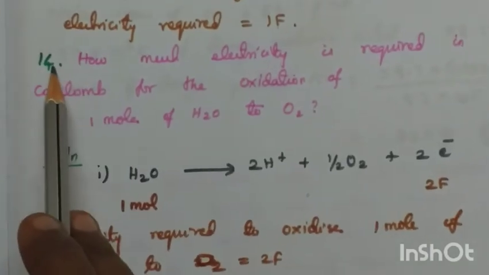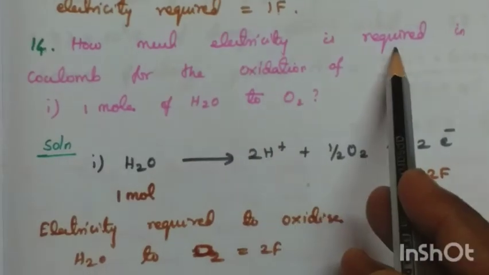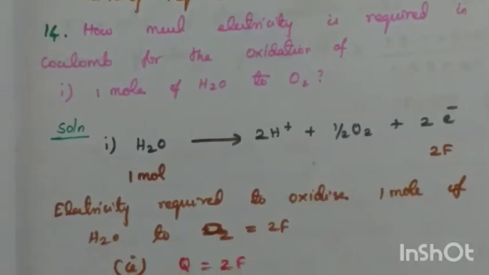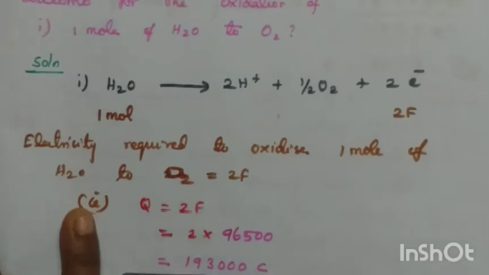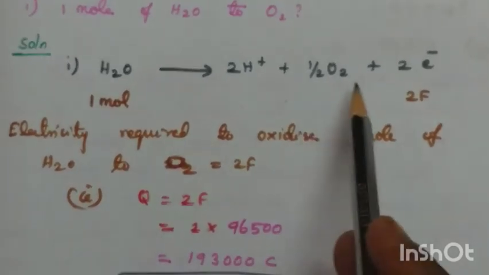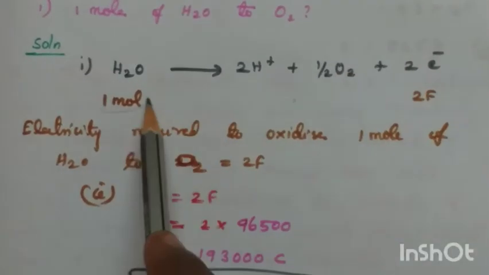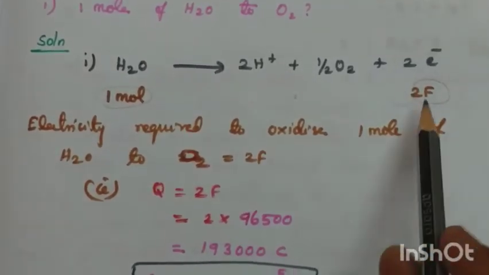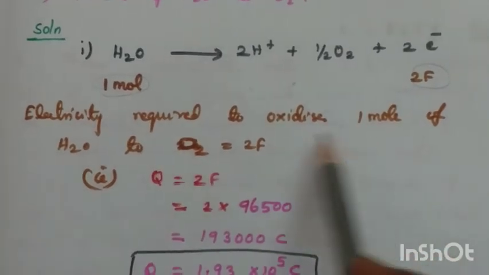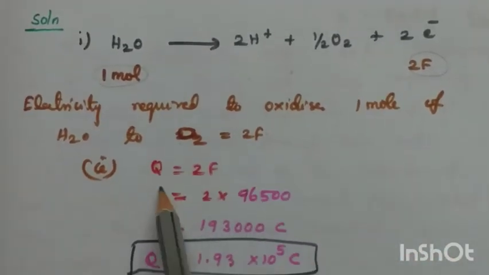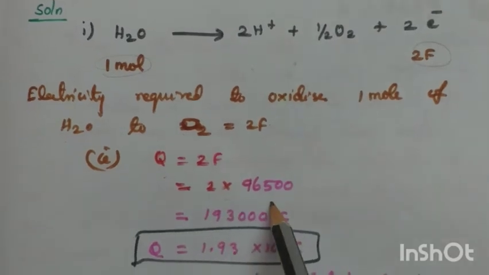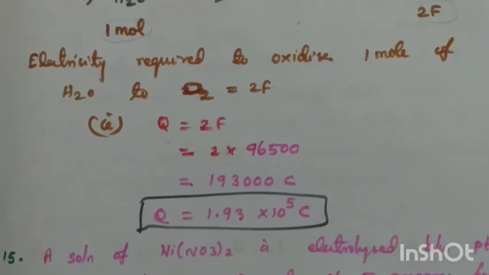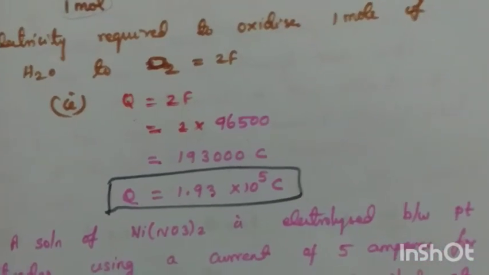And the next is the 14th question. How much electricity in coulomb is required for the oxidation of 1 mole of water to oxygen? First write down the equation: water is converted to 2H+ plus half O2 plus 2 electrons. 1 mole converted means how many Faraday? 2 electrons, so 2 Faraday. Electricity required to oxidize 1 mole of water to oxygen is 2 Faraday. Q is equal to 2 into F, 2 into 96,500. Multiplying this, we get 1.93 into 10 power 5 coulombs.